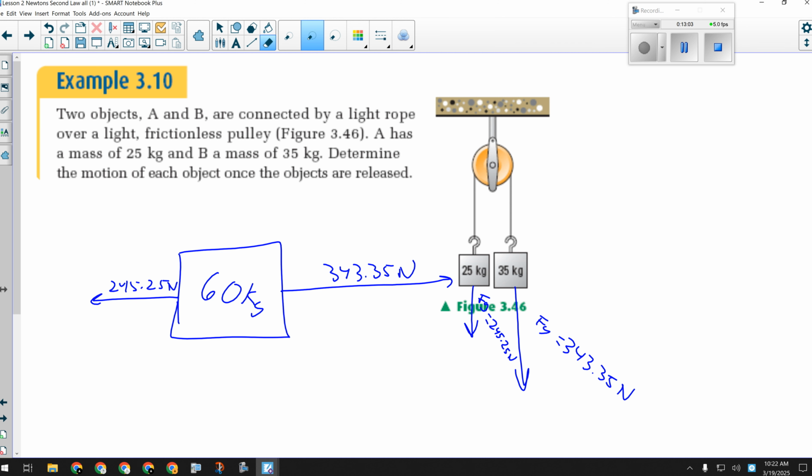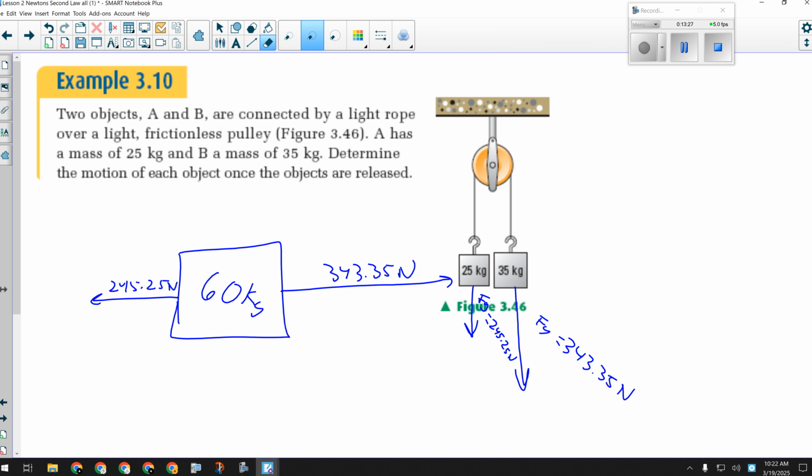In the end, that's what's happening here, right? I've got 60 kilograms worth of mass being pulled in two different directions. If the parts of the system are to have the same acceleration, I can combine them to figure out what it is. The acceleration of the system is the acceleration of its individual parts.